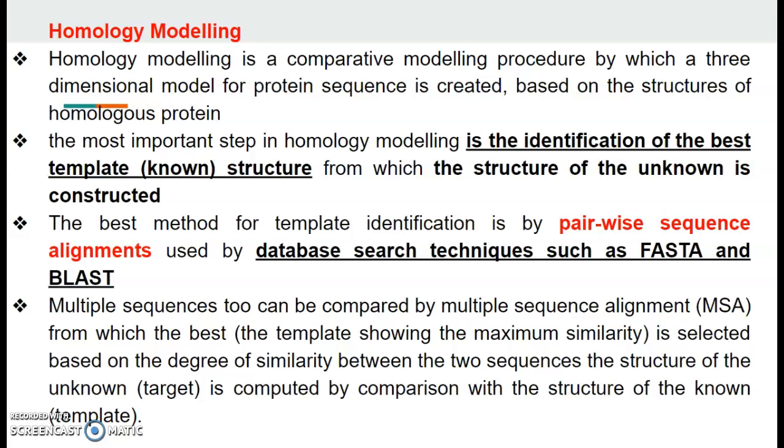So the most important step here will be to identify the best template, that is, to identify the known protein from which the structure of the unknown can be constructed.